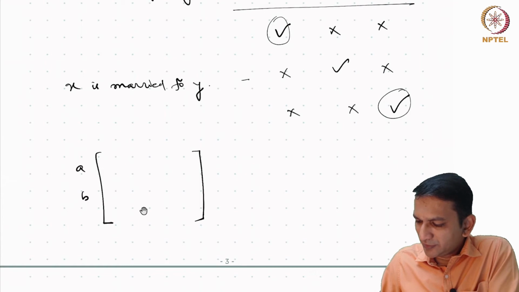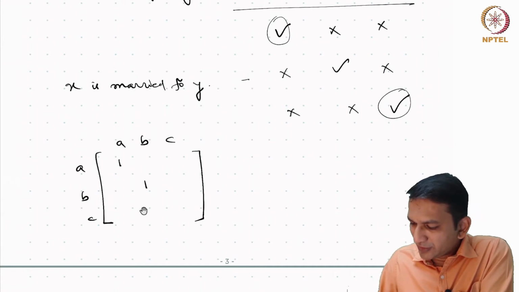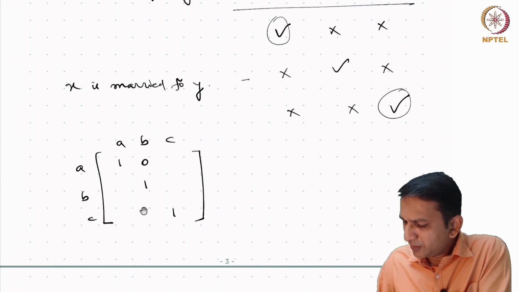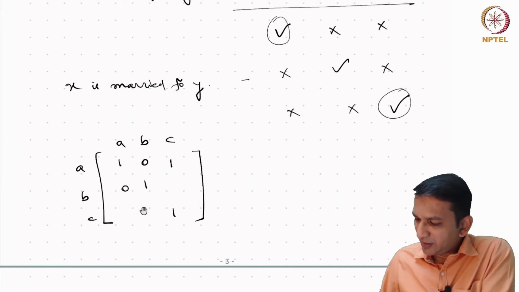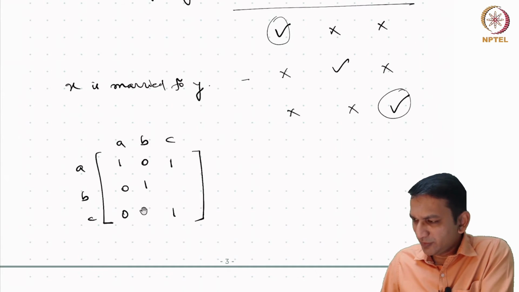Let's consider X to be with 3 elements a, b, c. We want it to be reflexive but not symmetric. So let's put 0 here and 1 here and 0 here. So clearly it is not symmetric.